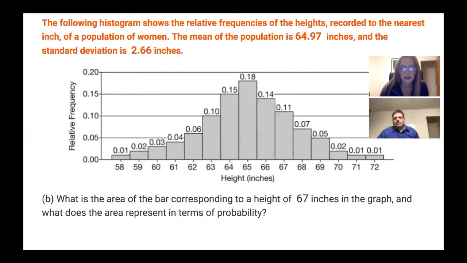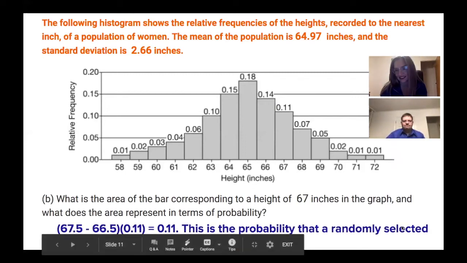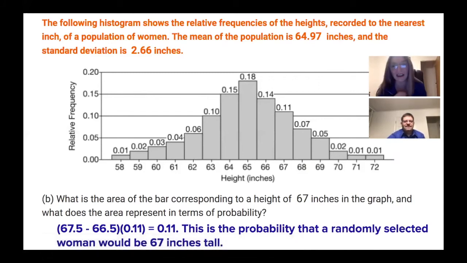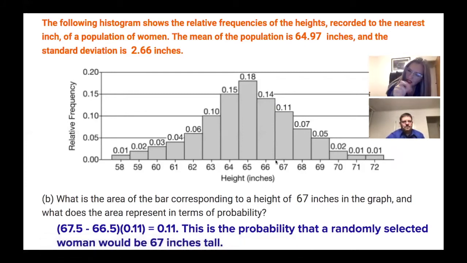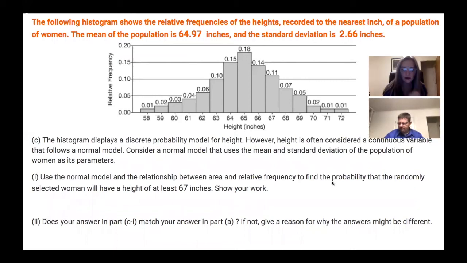So what's the area? 0.11. How do you know? It's one wide. The base of the bar is only 1 unit, and then the height of the bar is 0.11, and this is just a rectangle, so base times height is 0.11. So the area of that histogram bar is 0.11, which is the probability of selecting a woman who's 67 inches tall, okay? And I say that because I really would like to bring it back, and I want you to remember how a normal model works.